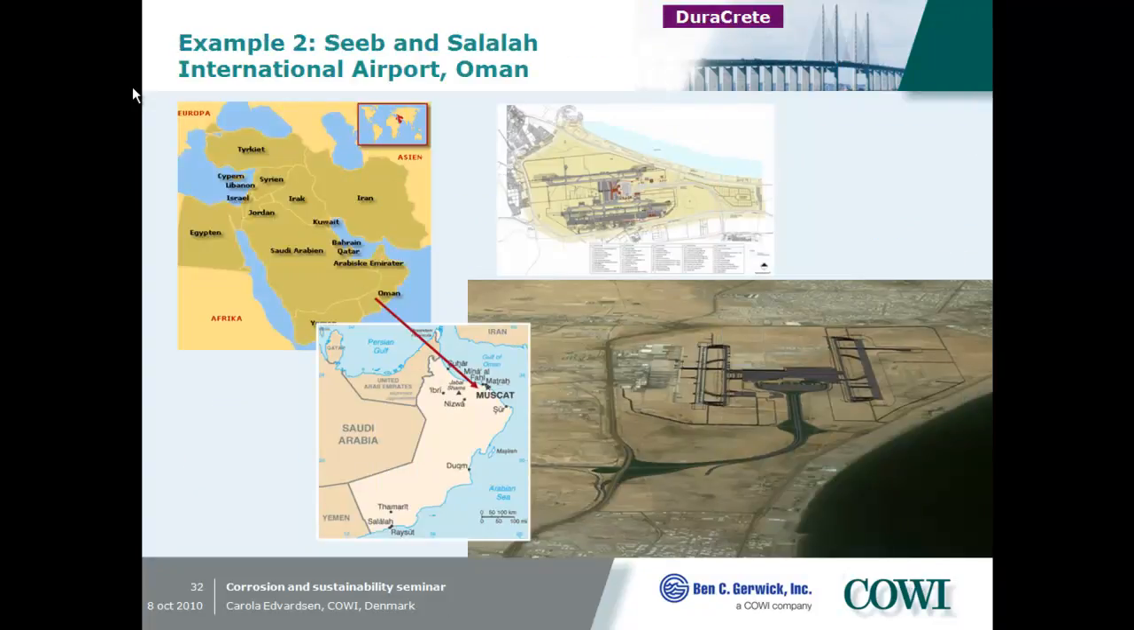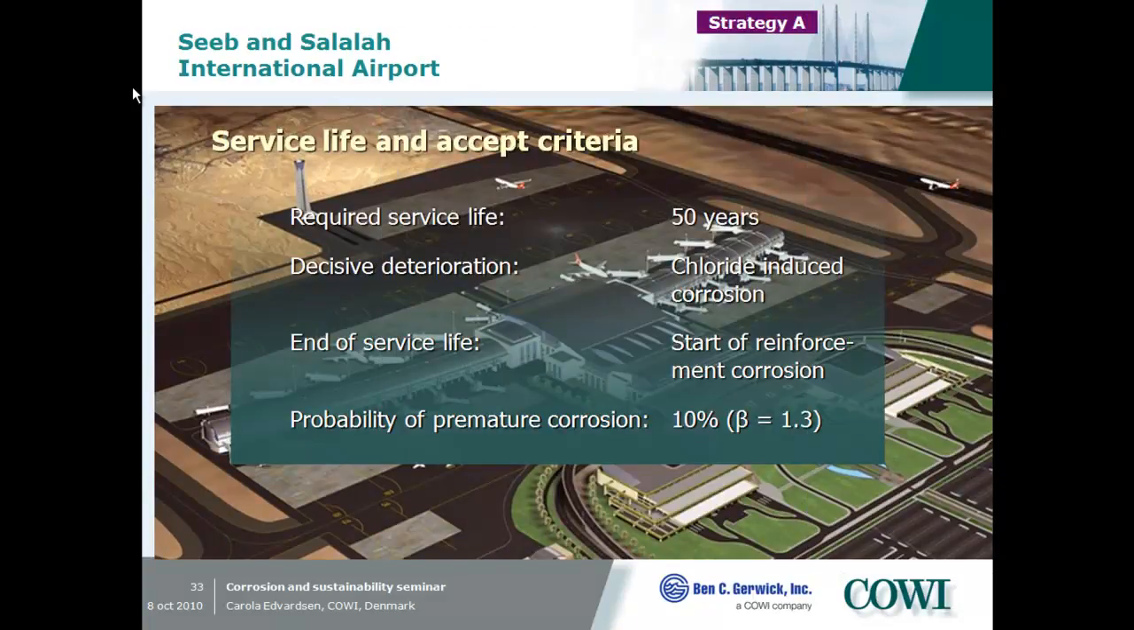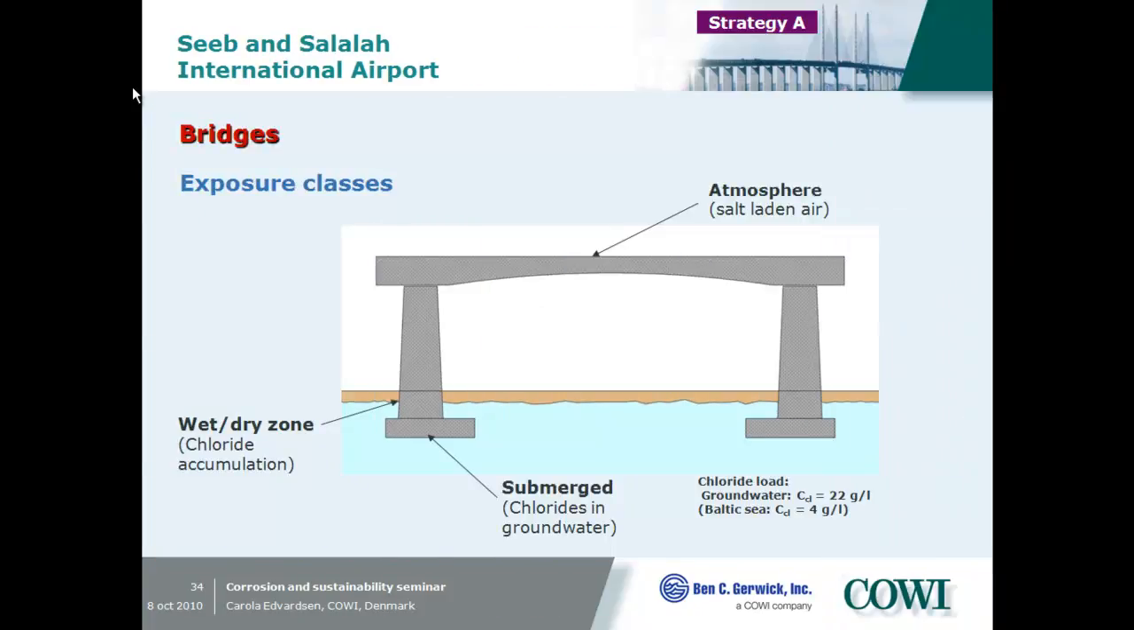The next big project where we implemented the approach is the International Airport in Oman. In this case, the client required a service life of 50 years. Also in this case, chloride-induced corrosion was the decisive deterioration. And we made the durability modeling. And the big advantage using this model is that we can do this modeling for the different exposure zones the structural components are exposed to. We have done this here, for example, for the structures in the wet-dry zone, the most aggressive one, for the structures which are submerged, and for the structures which are exposed to the atmosphere.